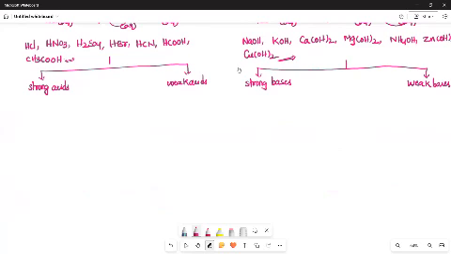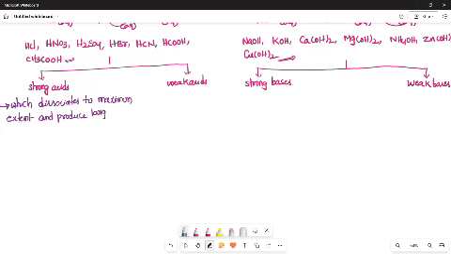So here, first of all, my point is: a strong acid is one which dissociates to the maximum extent, and produces a large number of H plus ions.